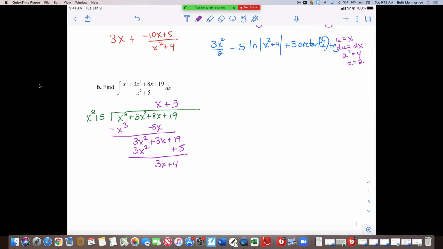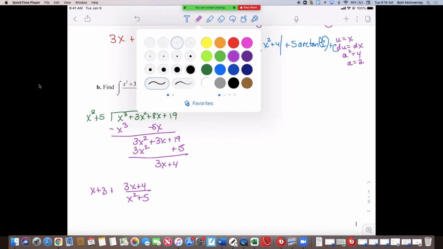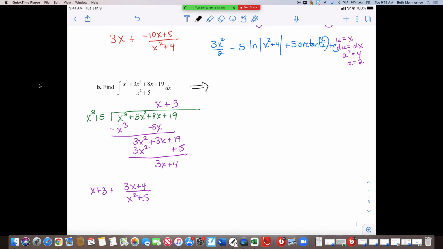All right, so this rewrites as x plus 3 plus 3x plus 4 over the divisor. So I'm going to rewrite this. All right, see if you can look at part A to guide you through the integration.